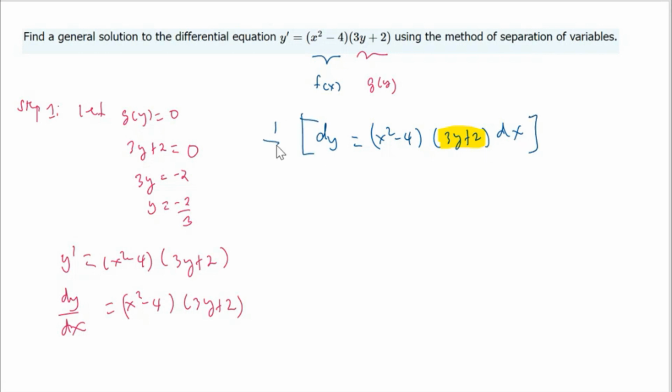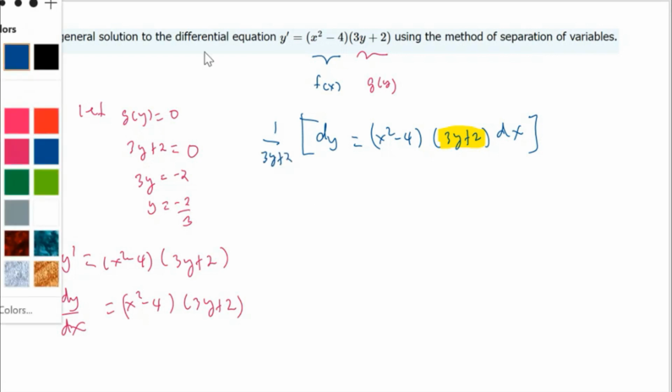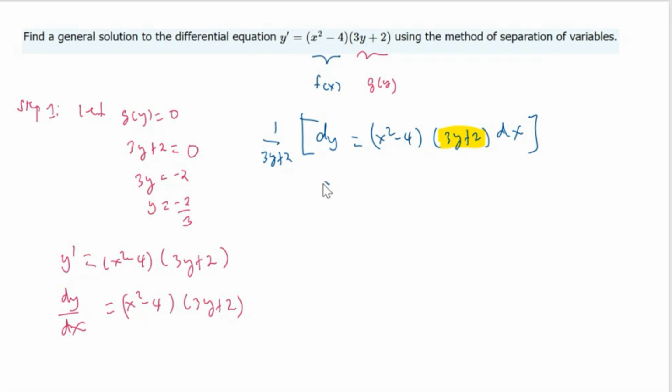So 1 over 3y plus 2. So the product now will become dy over 3y plus 2 is equal to x squared minus 4 of dx. That's the long method on how we are going to separate the variables. The word separation of variables simply tells us that we are going to group together in terms of y and group together in terms of x.